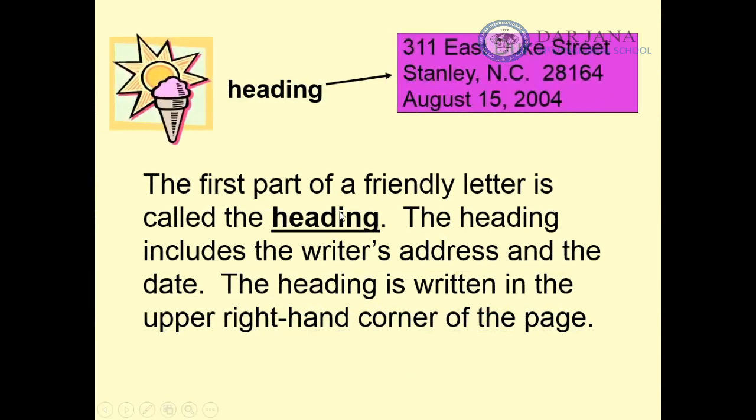Heading is the first part of a friendly letter. The heading includes the writer's address and the date. The heading is written in the upper right-hand corner of the page. This is an example of a heading. It has the address, 311 East Duke Street, Stanley, New York City, and this is the number. And the date, for example, August 15, 2004. Again, the heading is made of two parts, the address and the date. Where, when. And we find it on the upper right-hand corner of the page.